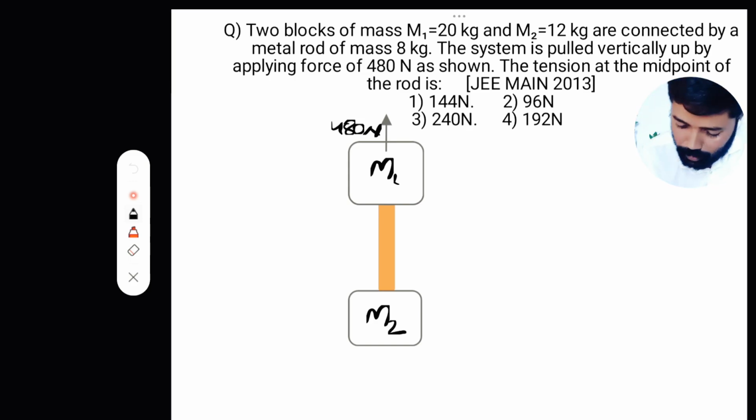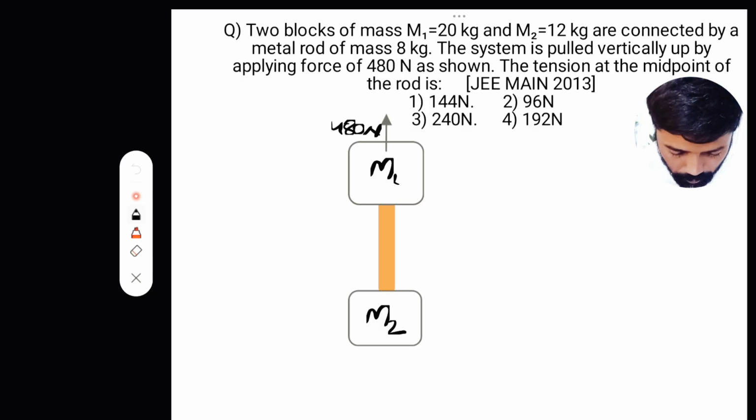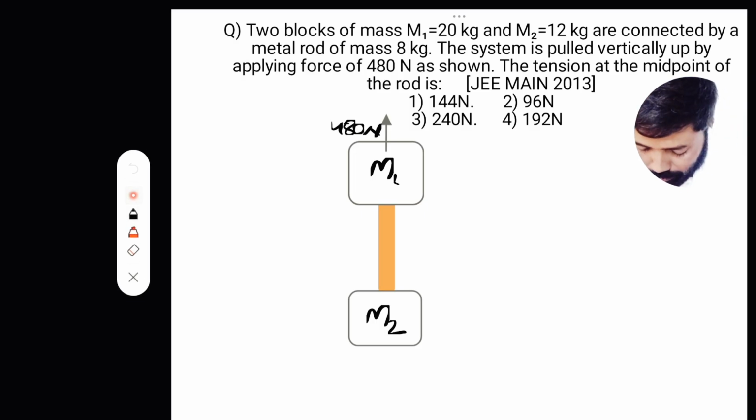Okay, today I am taking one interesting problem and it was asked in JEE in 2013. The question says two blocks, M1 of mass 20 kg and M2 of mass 12 kg, are connected by a metal rod of mass 8 kg. The system is pulled vertically up by applying a force of 480 Newton.